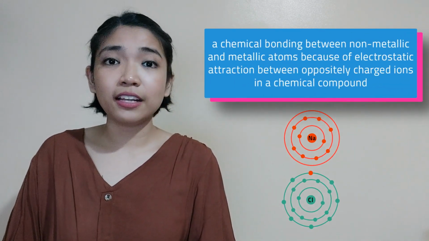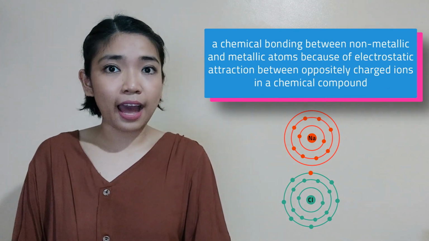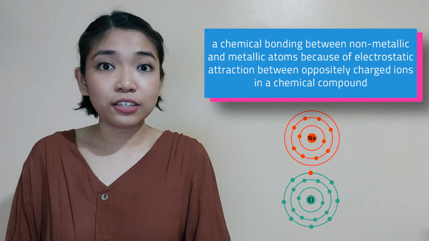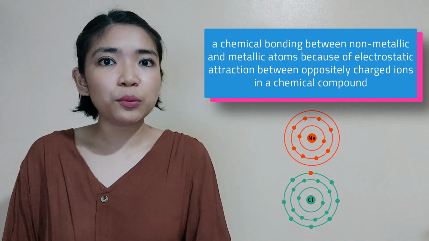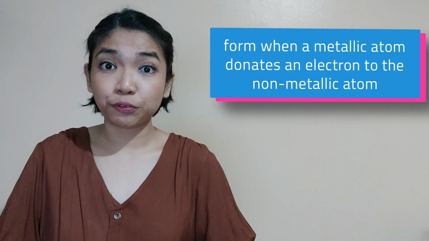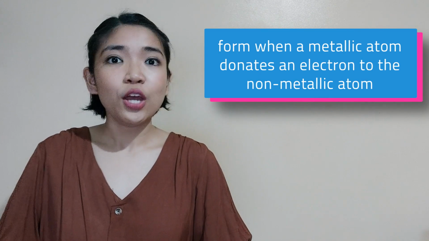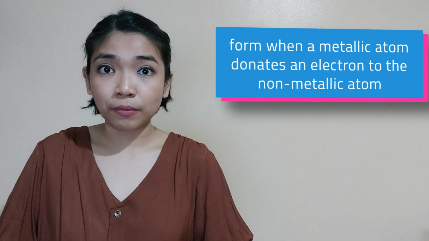Second is ionic bond. It is defined as a chemical bonding between non-metallic and metallic atoms because of electrostatic attraction between oppositely charged ions in a chemical compound. Ionic bonds form when a metallic atom donates an electron to the non-metallic atom, which is strong enough to attract electrons between the two atoms to keep them both stabilized.